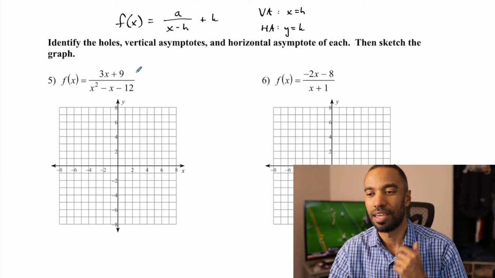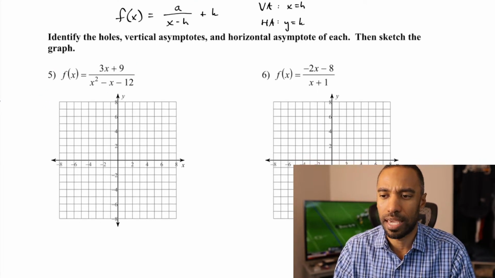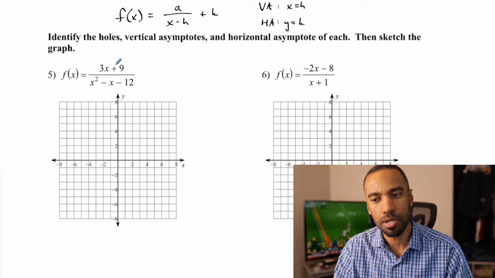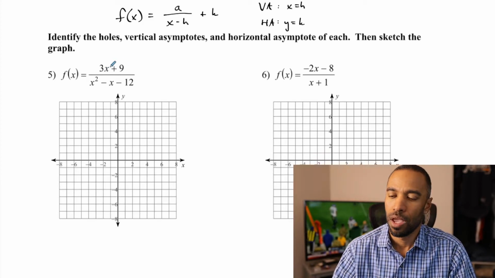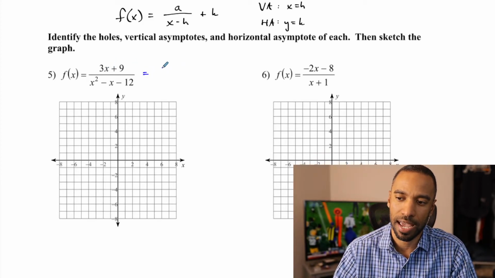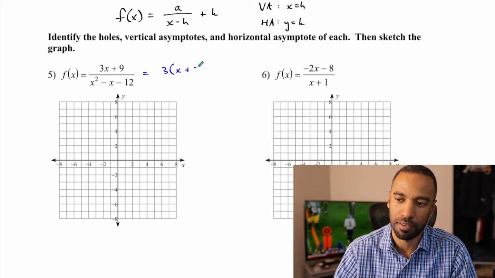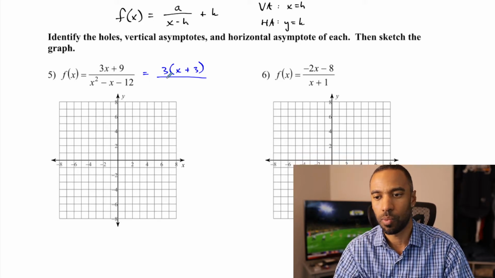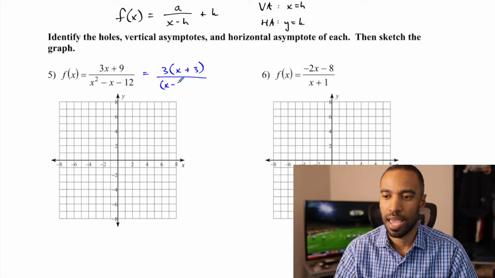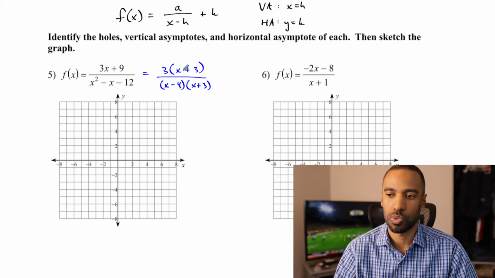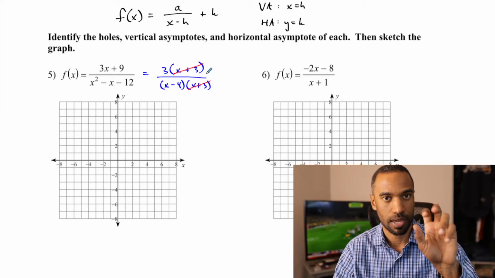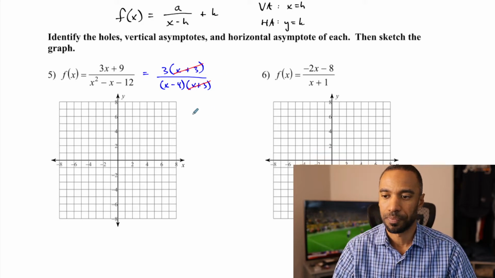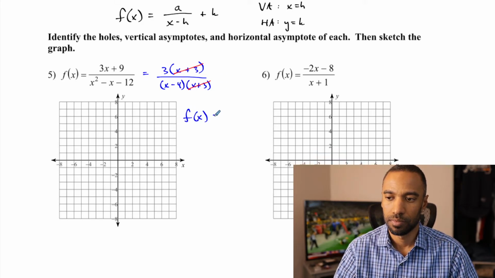Okay, so we're not in graphing form on numbers 5 and 6. We have to get into graphing form. How will we get into graphing form? Well, through some division tactics, of course. When I have 3x plus 9, I have a common factor of 3, and I'm left with x plus 3. On the bottom, x squared minus x minus 12 can factor into x minus 4 times x plus 3. Which leaves me with an x plus 3 over x plus 3, which can cancel. And we're left with 3 over x minus 4.